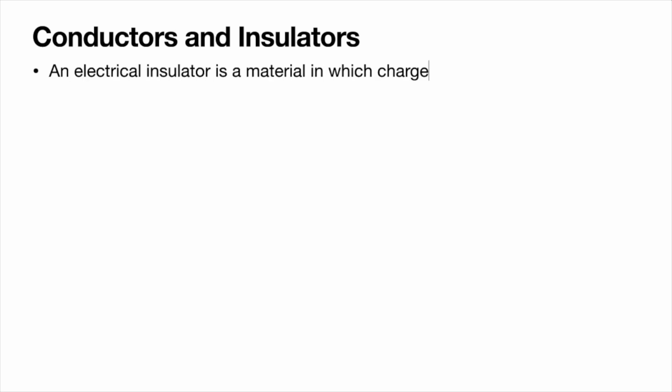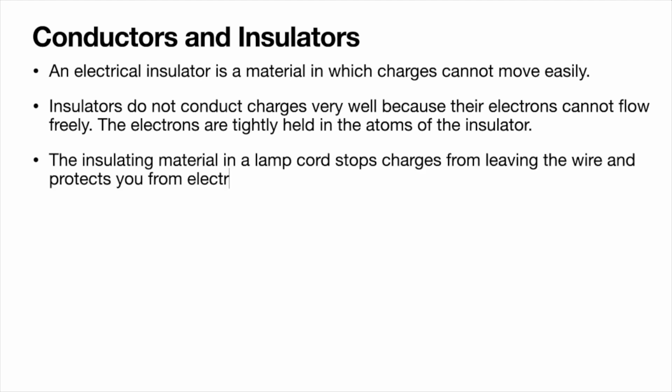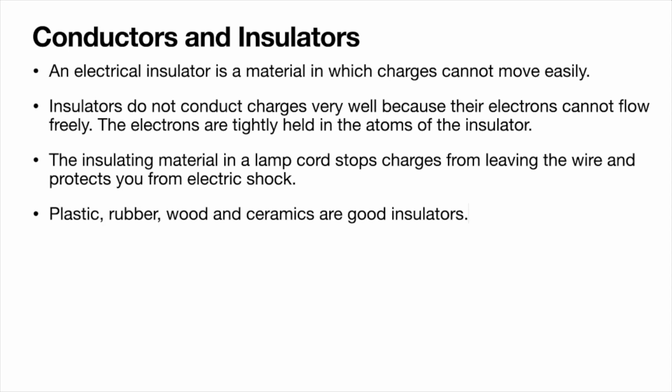An electric insulator is a material in which charges cannot move easily. Insulators do not conduct charges very well because their electrons cannot flow freely. The electrons are tightly held in the atoms of the insulator. The insulating material in a lamp cord stops charges from leaving the wire and protects you from an electric shock. Plastic, rubber, wood, and ceramic are good insulators.